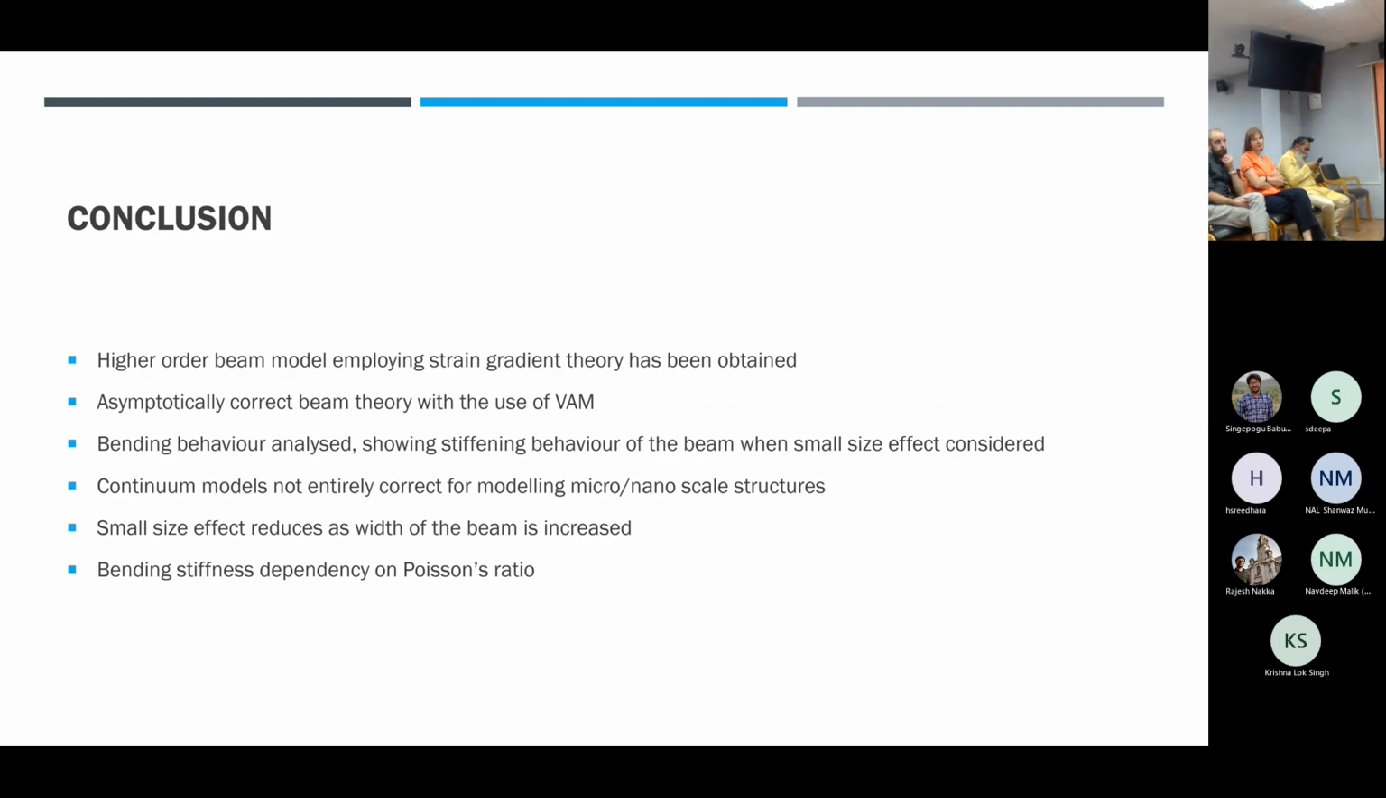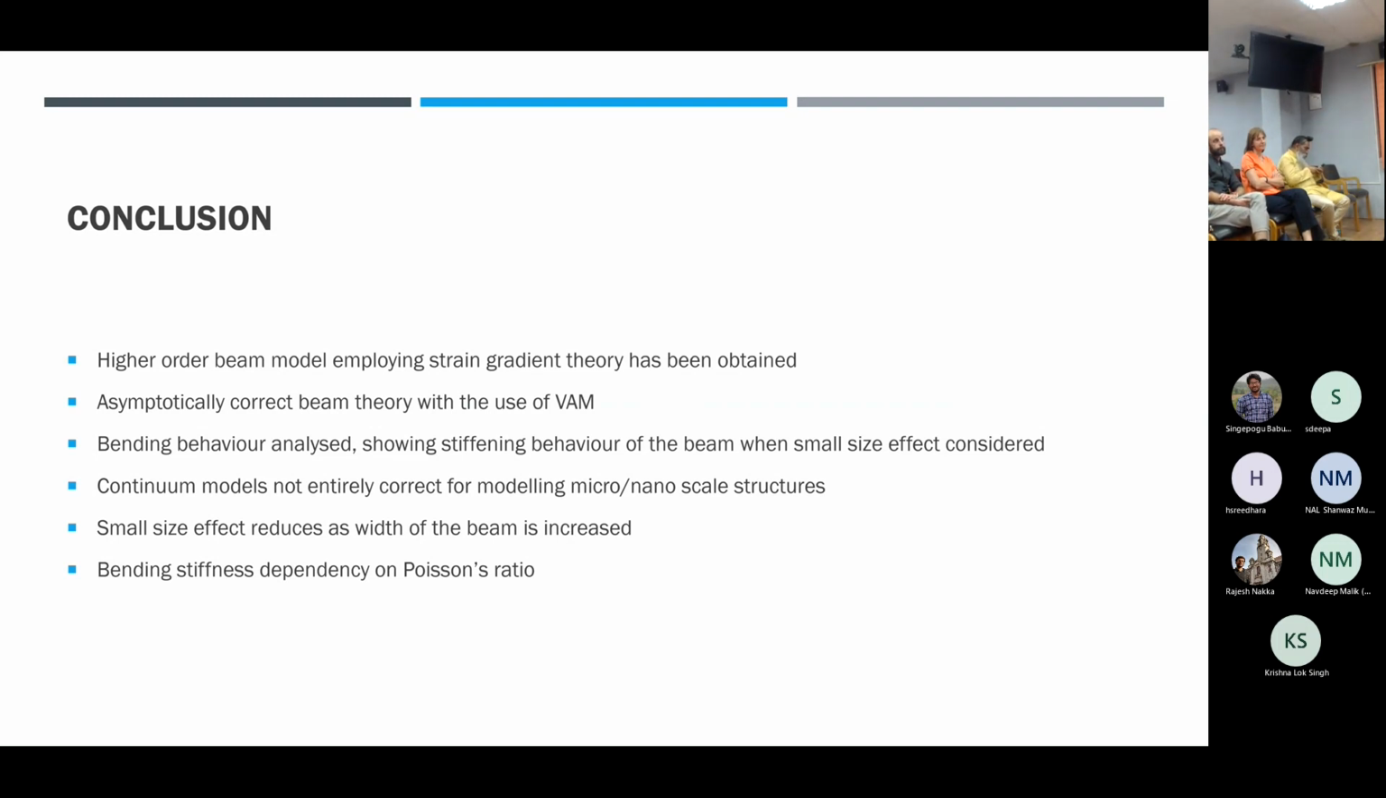To conclude, we have obtained a higher order beam model employing the strain gradient theory. It shows that we can get an asymptotically correct model using VAM. We analyzed the bending behavior, and as seen in the literature, the stiffening effect was observed for our case as well.